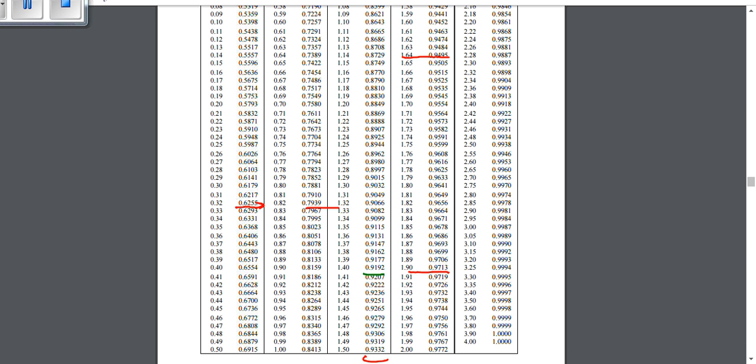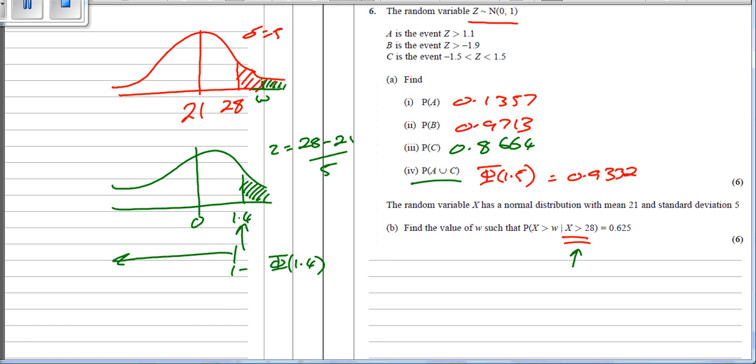1.4, sorry, 0.9192. That's 1 minus 0.9192, which equals 0.0808. So going back to this question, this is 0.0808. It says, given that the probability is bigger than 28, that's going to be out of 0.0808.